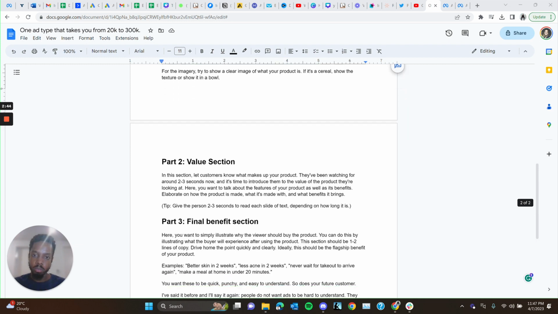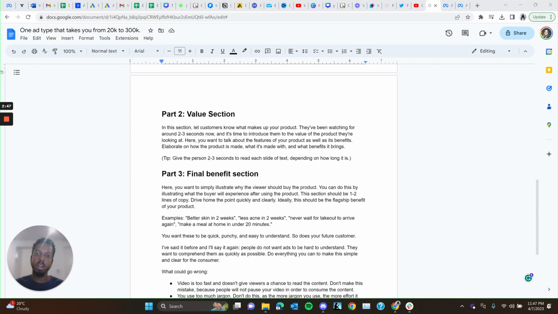Now, part two is the value section, and in this section, you essentially want to let the person know about what it's about, what the product does, the features of it, all right? And you want to give them 2 or 3 seconds to read this, or if you want, you can make it more engaging and display the features one by one, so the person has to wait to read. It's good because people don't like text walls. They don't like a ton of text at one time, so you're more likely to read text line by line, one by one, than to just have all of it appear at once and just bombard you. So that's part two.